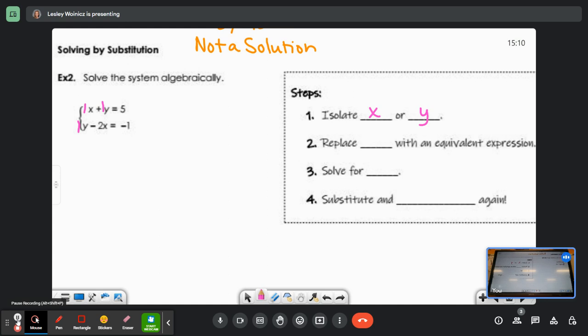So you want to try to pick one that already has a coefficient of 1 if possible. So you could pick either that x, that y, or that y. Which one do you pick? That x. All right, I like it. So we're going to pick this x.